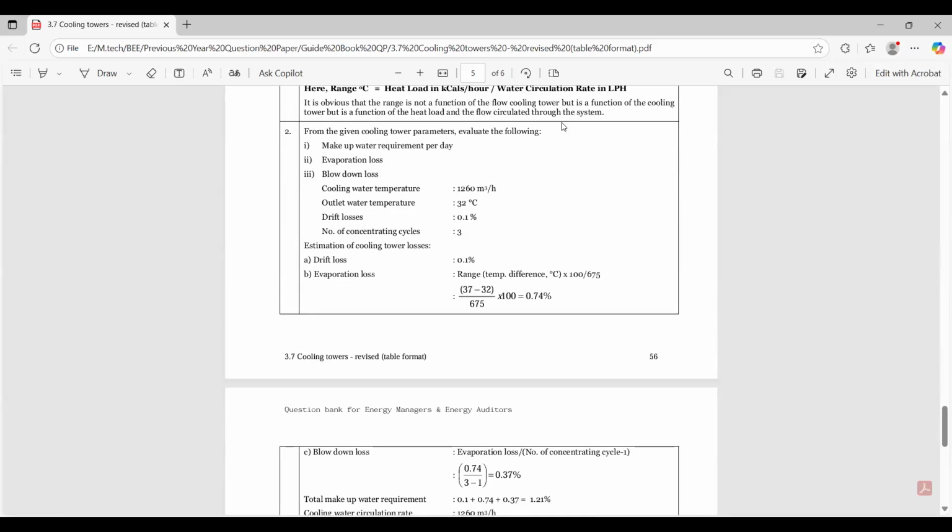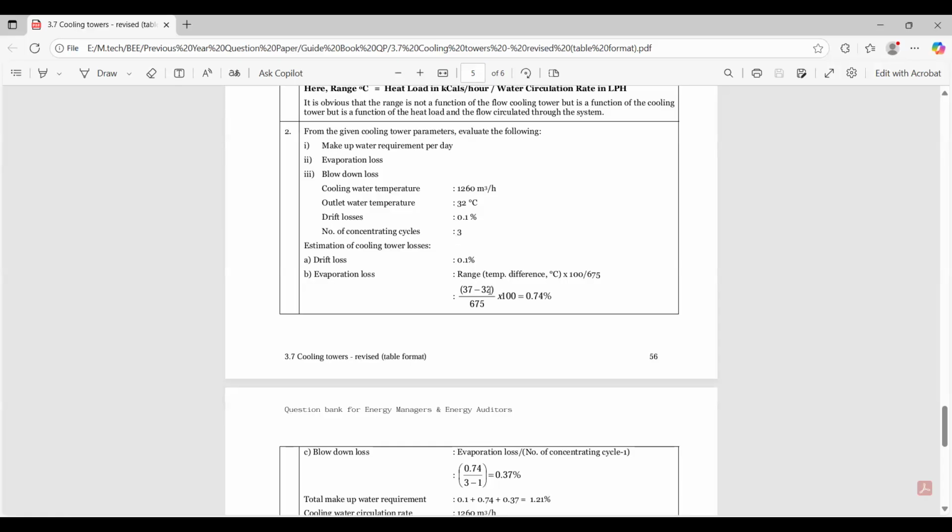There is an example where, from the given cooling tower parameters, you have to calculate makeup water quantity, evaporation loss, and blow down loss. They have given 1260 m cube per hour as cooling water flow rate. Then outlet temperature 32 degrees Celsius, inlet temperature 37 degrees Celsius, and the number of COC they have given is 3. Drift loss they have given as 0.1%.